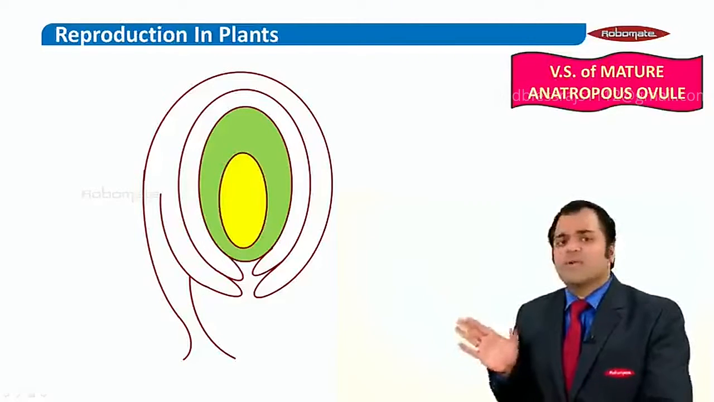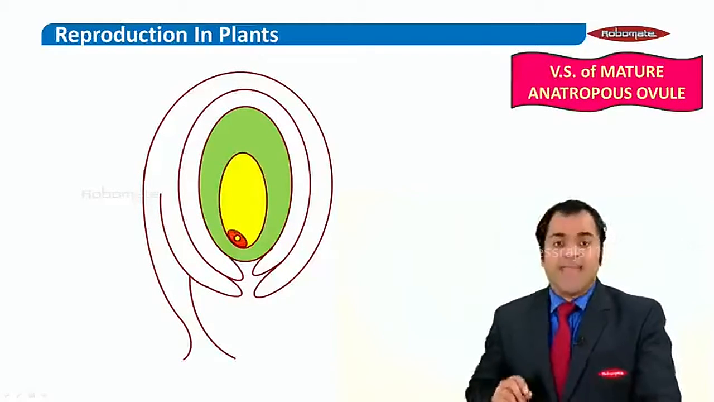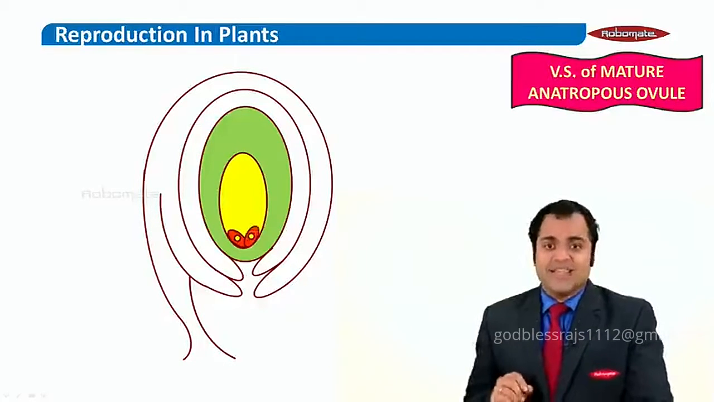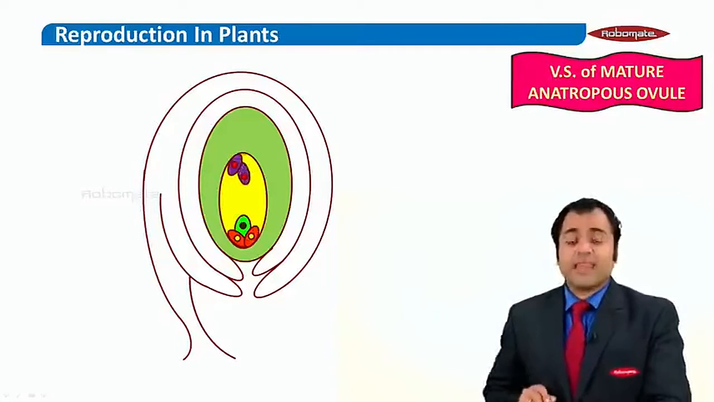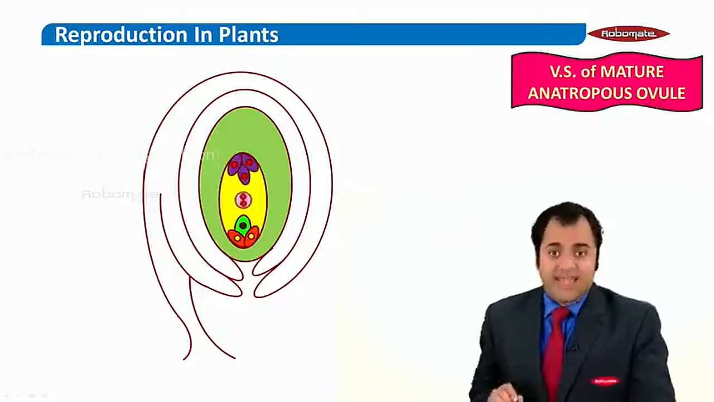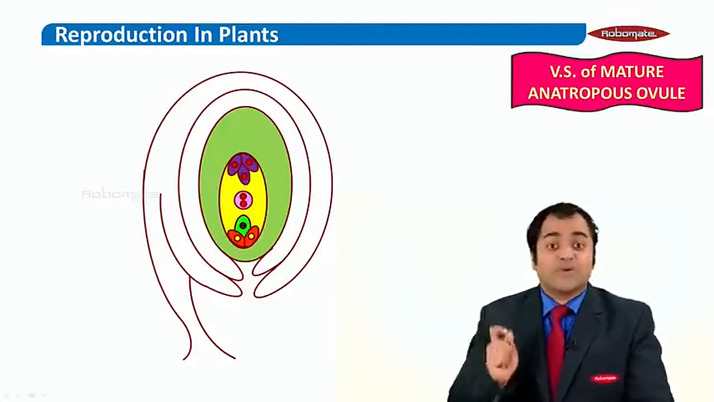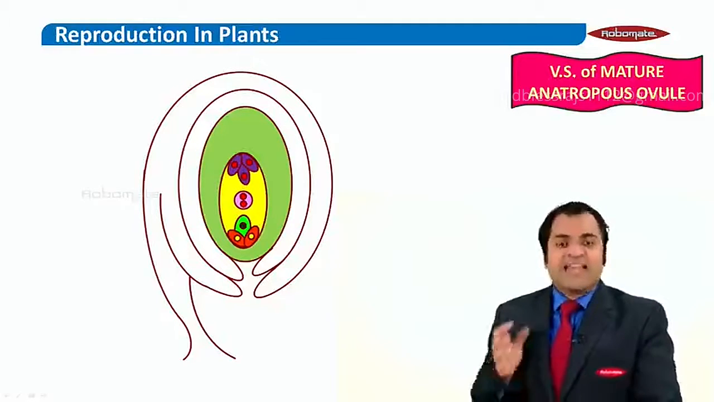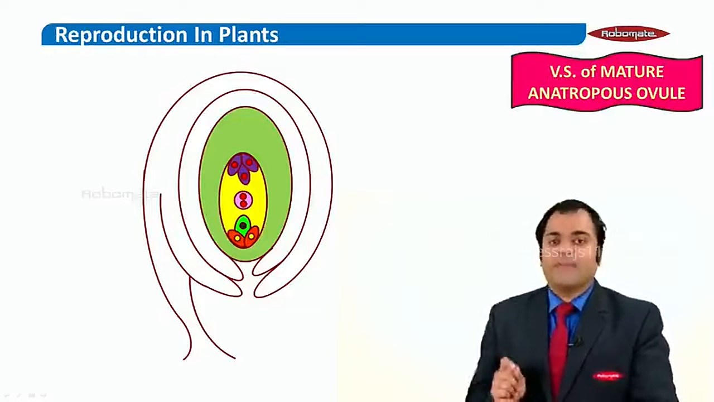We'll be talking about all these structures very soon. Remember, in that yellow structure at the base, there are 3 cells. Also at the top, there are 3 more cells. And right in the center of that yellow structure, you will see 1 more cell. And this is a complete diagram of the VS of a mature anatropous ovule. Let us go ahead and label every part here and study about them in detail.